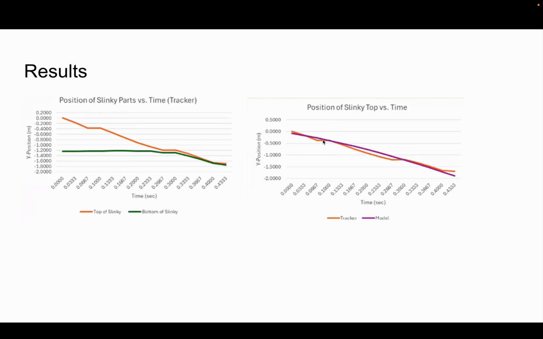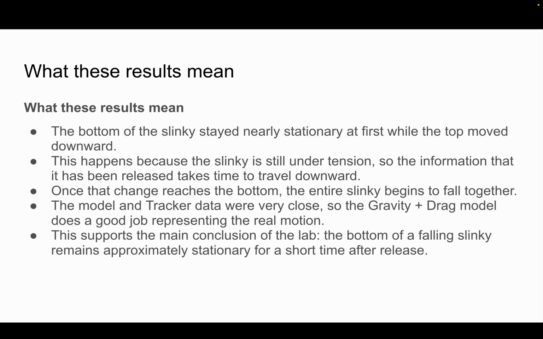And over here is the tracker model, which is in orange, and the actual model, which is in purple. Or sorry, the tracker data, which is in orange, and the GlowScript model, which is in purple. You'll see that they are very close to each other. Very slight discrepancy, but the model shows pretty much what we observed.